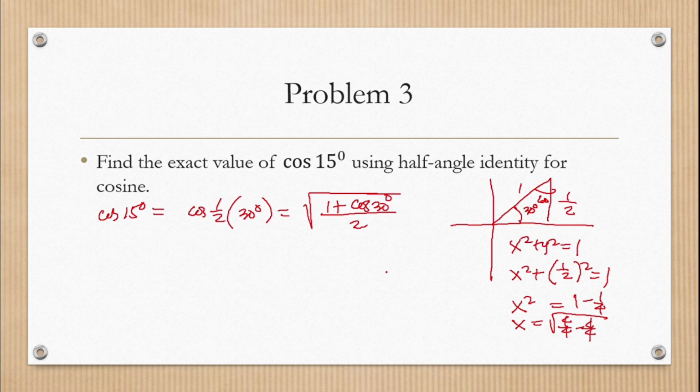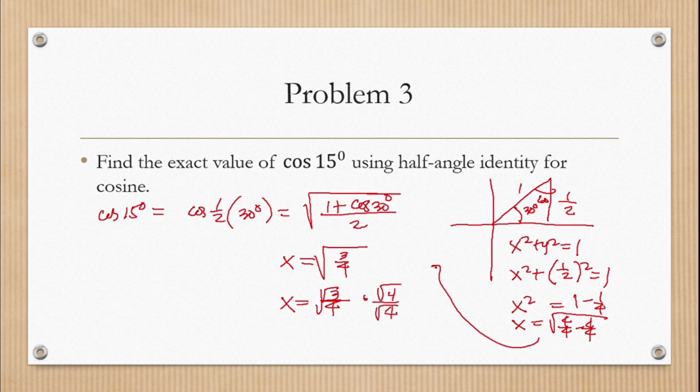Okay. x is equal to the square root of 4 over 4 minus 1/4. So now we have here, if we're going to equate this, x is equal to the square root of 3 over 4. So x is equal to the square root of 3 over the square root of 4, square root of 4.